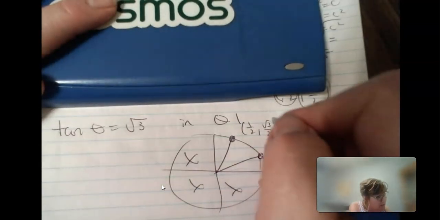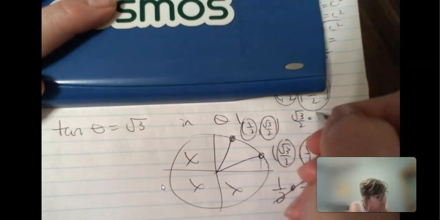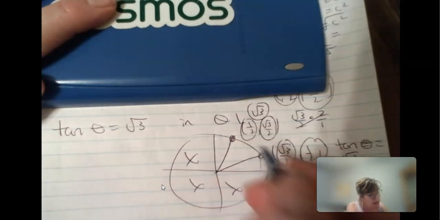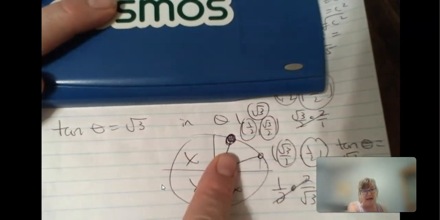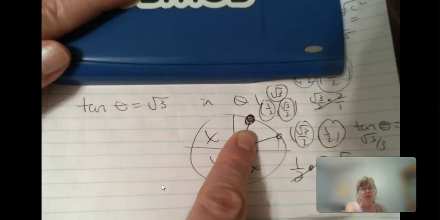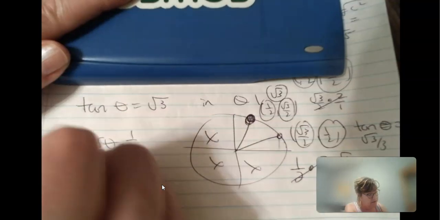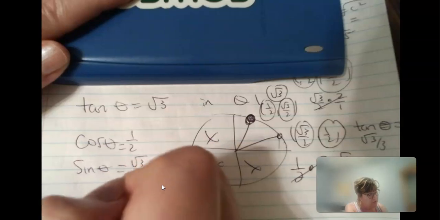This guy's going to be square root of 3, and I can show you. Sine divided by cosine, you're going to multiply by the reciprocal. You get tangent is square root of 3. So I know I am up here at this point, okay? This is where I'm at. So they could ask you, what's the cosine at that place? Well, cosine is a half. They could ask me sine at that place. Well, what's sine? Square root of 3 over 2.